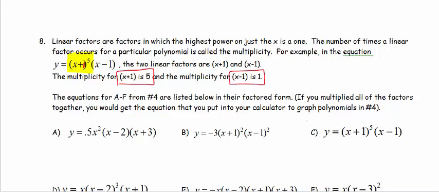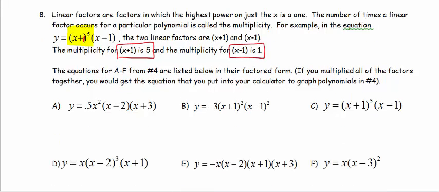So let's look at the multiplicity of the problems that we've been working with this whole lesson. Our multiplicity here is 2. Multiplicity on x minus 2 is 1. And our multiplicity here is 1. Let's go through. No multiplicity on -3. Multiplicity is 2. Multiplicity is 2. Multiplicity is 5. Multiplicity is 1.